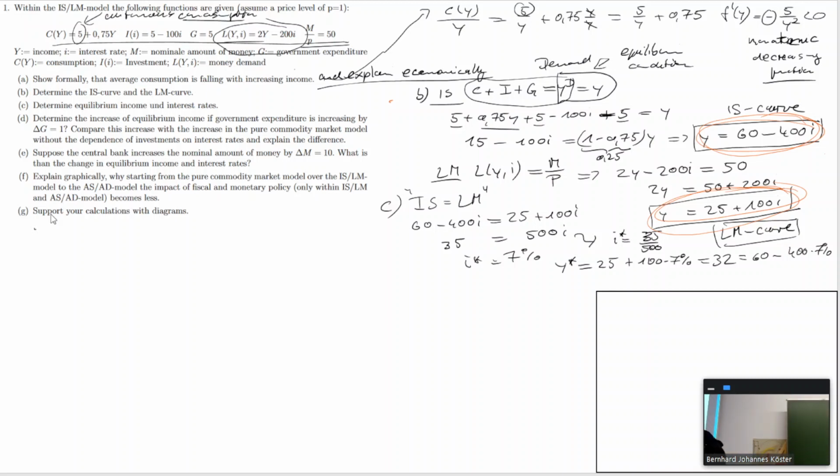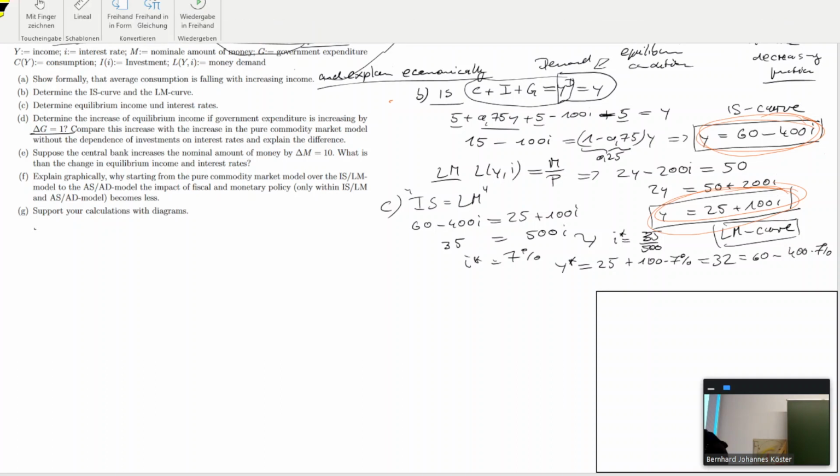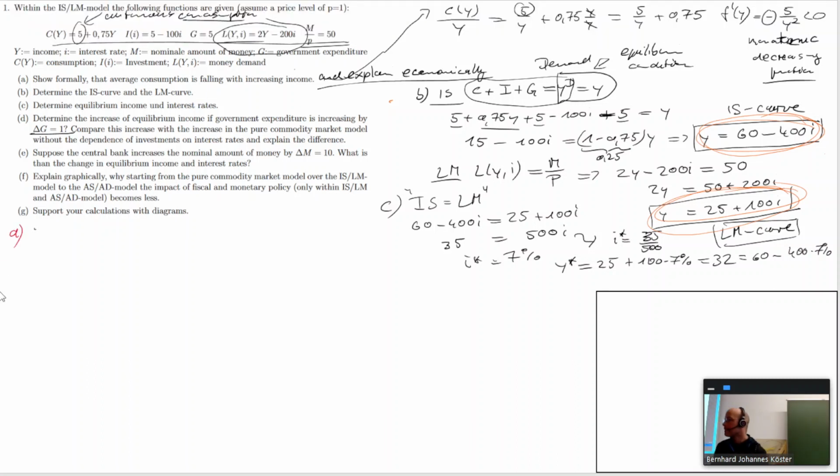Now we want to increase government expenditure by 1. I take another color. I think I can take red. So of course, you can then change this number here from 5 to 6 and you redo all the calculations you have done. That's possible, and this is up to you. Then you will hopefully end with the right result.